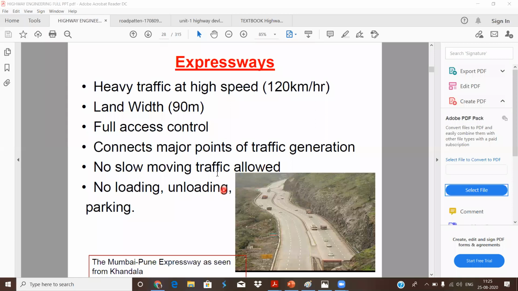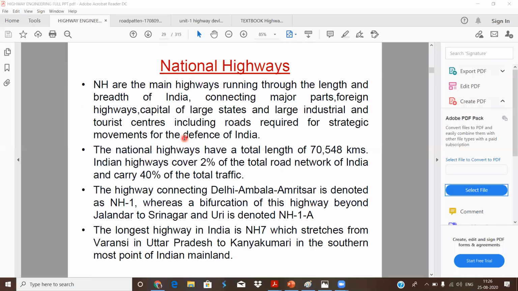For expressways, remember only two points: the speed of the highway is 120 kilometers per hour and the land width is 90 meters. It has full access control, so there is no interruption of traffic from various pavements or interconnected roads. Okay, next one, national highways.